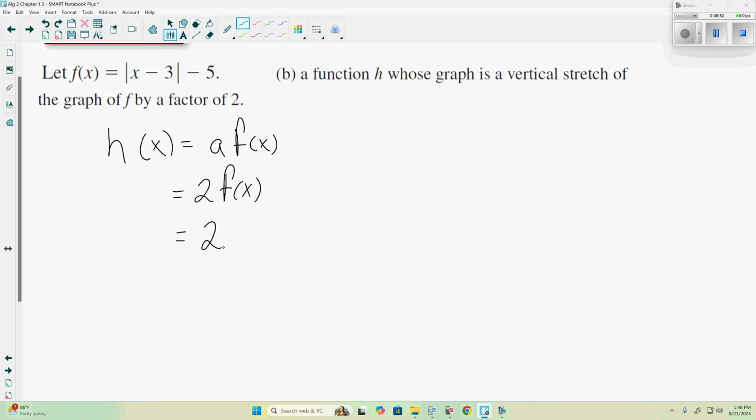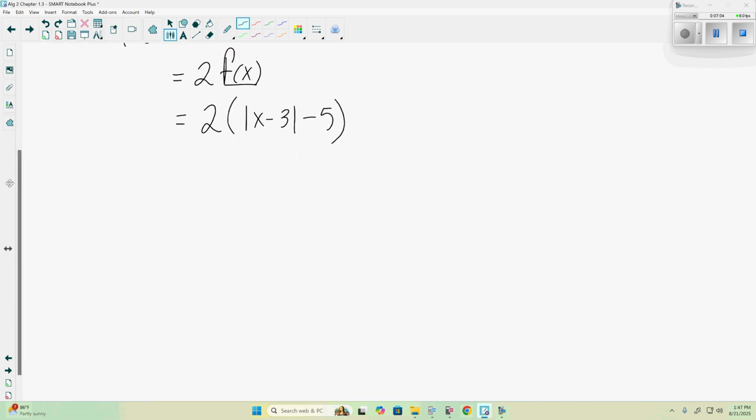All right, we still have f of x, yes, for finding this function. So I'm going to replace f of x with its function. Absolute value of x minus 3, minus 5. Questions on how we got to this point? Now we just need to simplify.